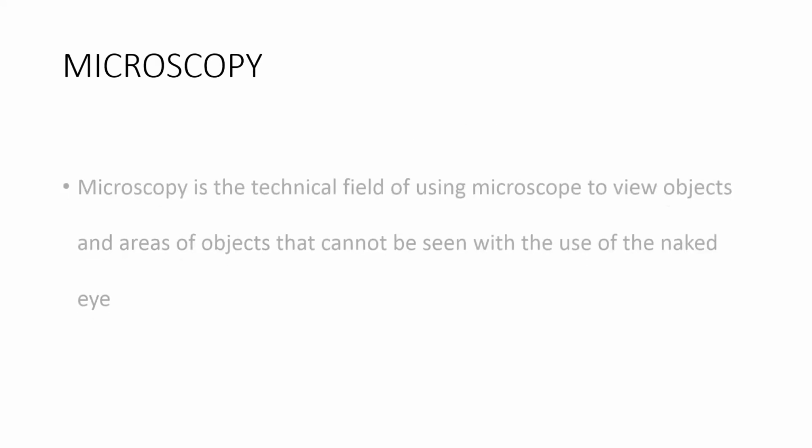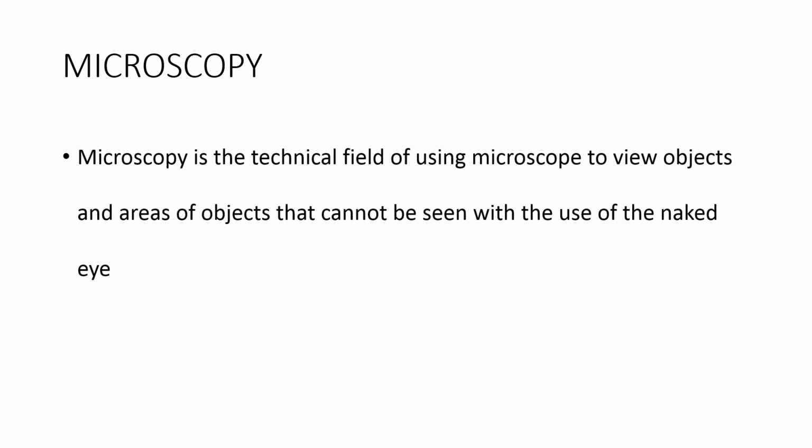So microscopy in biology is a technical field that uses the microscope to view objects. Investigation into microbes with the use of a microscope is called microscopy. So microscopy is the technical field of using a microscope to view objects and areas of objects that cannot be seen with the naked eye.